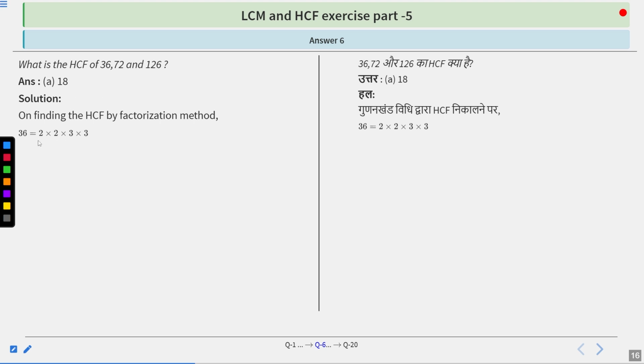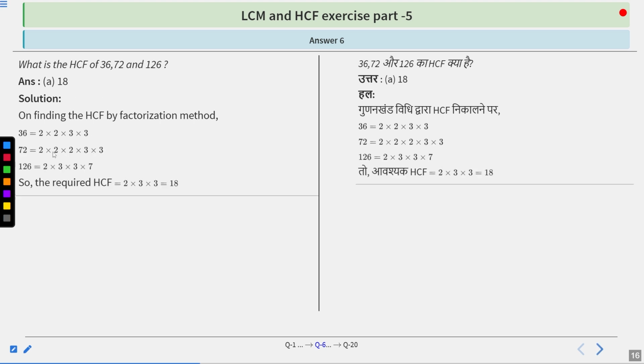Now, factors of 36 are 2 into 2 into 3 into 3. 72 can be expressed as 2 into 2 into 2 into 3 into 3. And 126 has the prime factors 2 into 3 into 3 into 7. Now, we will look for the common number. 2 is present in all the three factors, and the minimum power is 1. So 3 is present in all the three, and the least power is square, 3 into 3.